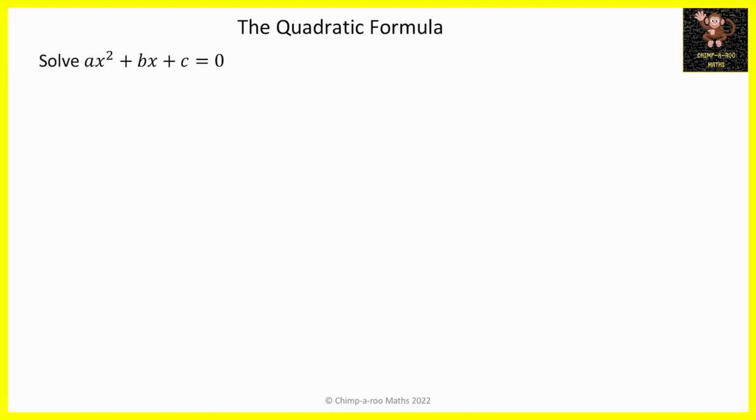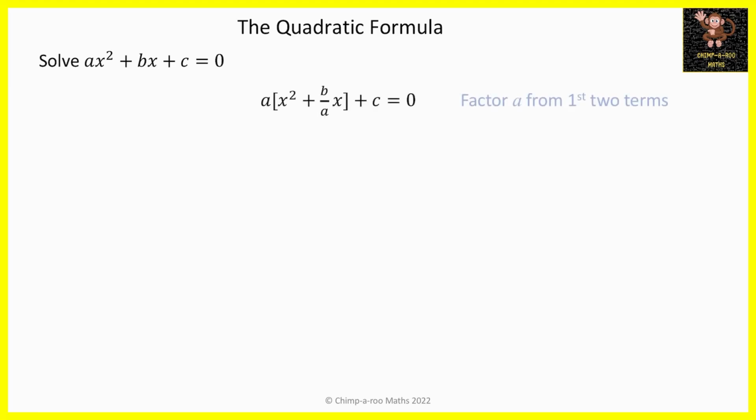The quadratic formula. Well, where does it come from? If we've got a general quadratic equation, ax squared plus bx plus c equals 0, where a, b and c are numbers, how are we going to do it? In any quadratic equation, to solve it, we can complete the square.